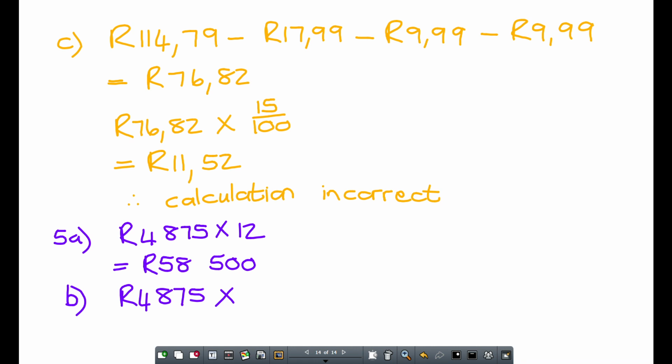How many percent? 1%, meaning it's 1 over 100. In other words, his contribution is R48.75. Any questions there? Good. Can I skip?